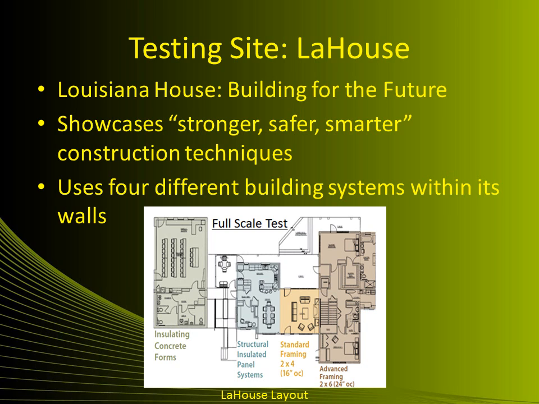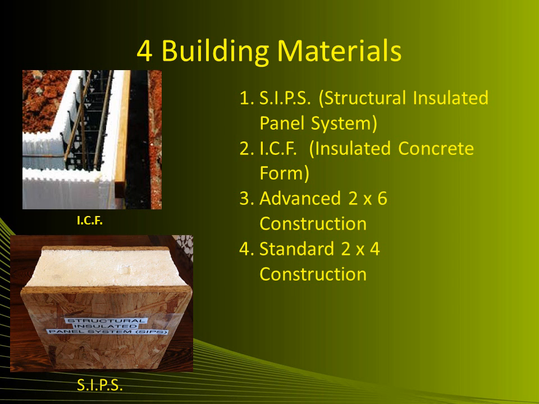It's an extension of the LSU AgCenter. It showcases to public visitors the most efficient methods and materials to construct a home in South Louisiana. The house itself is comprised of 4 different wings, each with unique building materials. The 4 building materials used in the LaHouse are SIPs, which is Structural Insulated Panel System, ICF, which is Insulated Concrete Forms, Advanced 2x6 Construction, and Standard 2x4 Construction.